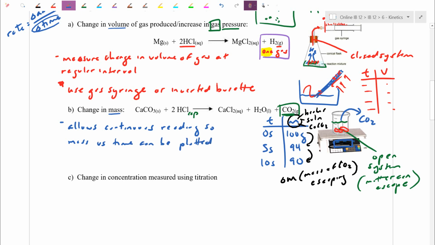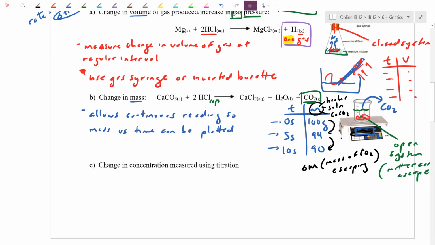Right? So although we may be just sampling it at a couple of specific times here, once I plot a graph, we have y versus x.